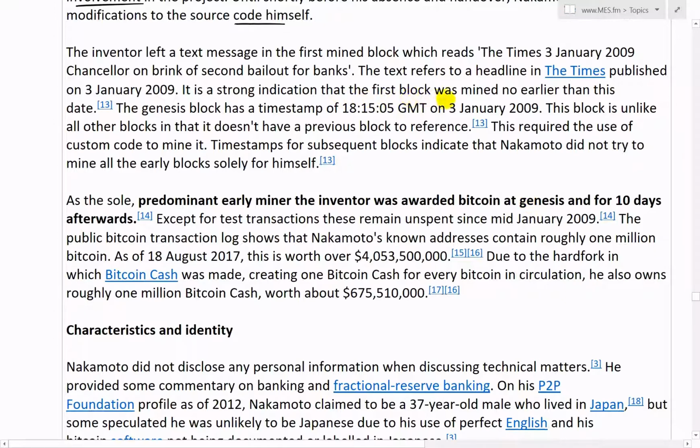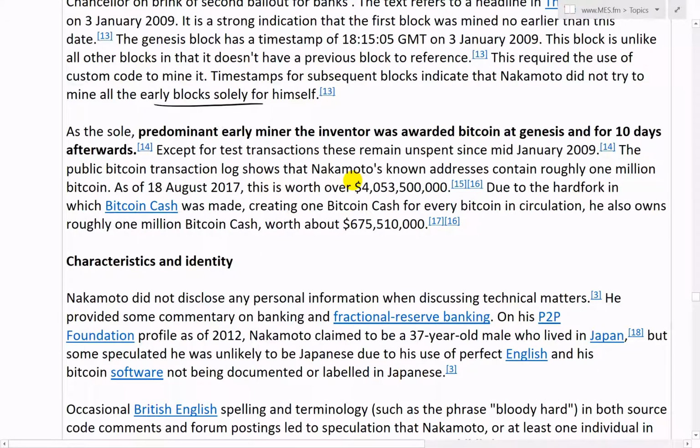It is a strong indication that the first block was mined no earlier than this date. The Genesis block has a timestamp of 18:15:05 GMT, or Greenwich Mean Time, on January 3rd, 2009. This block is unlike all other blocks in that it doesn't have a previous block to reference. This required the use of custom code to mine it. Timestamps for subsequent blocks indicate that Nakamoto did not try to mine all the early blocks solely for himself. As the sole predominant early miner, the inventor was awarded bitcoin at Genesis and for 10 days afterwards. Except for test transactions, these remain unspent since mid-January 2009.